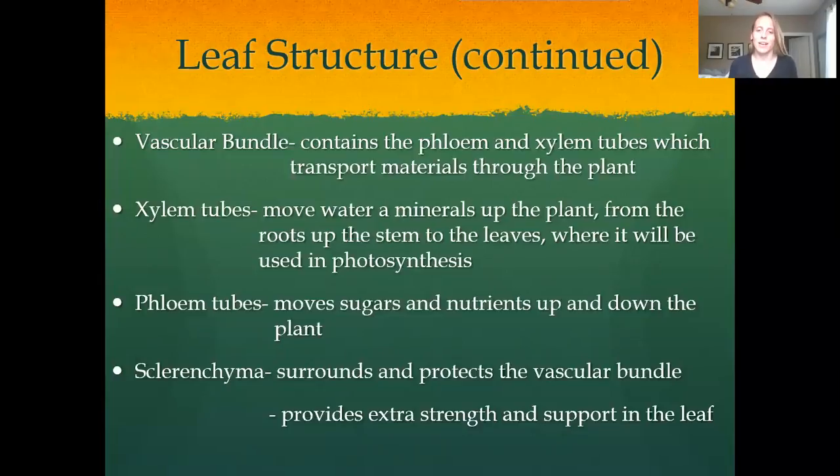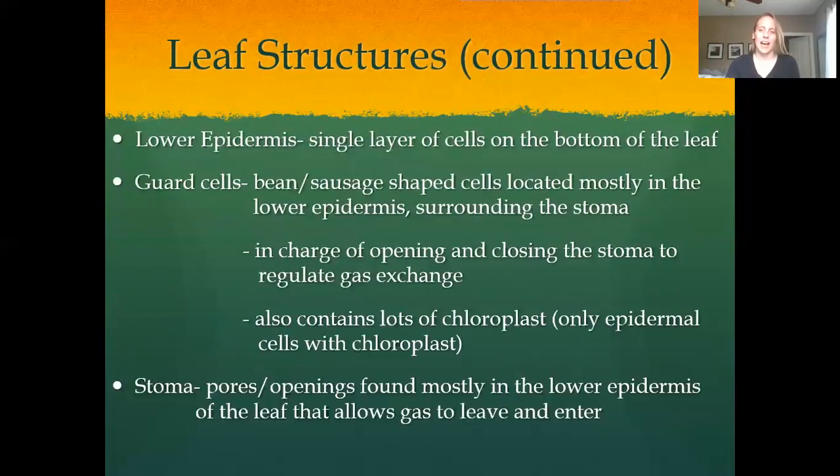The sclerenchyma is a protective layer that surrounds the vascular bundle. It also helps provide some extra strength and support to the leaf. And then underneath all of that, we have the lower epidermis, which, like the upper epidermis, is just a single layer of cells. This one is just at the bottom of the leaf instead of the top of the leaf.